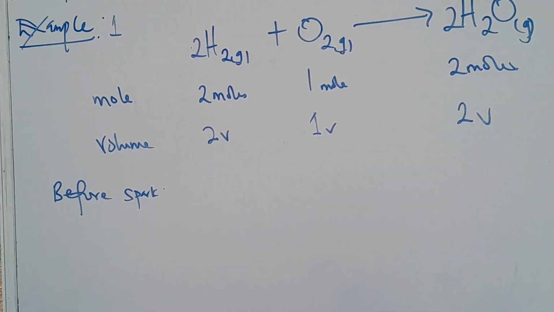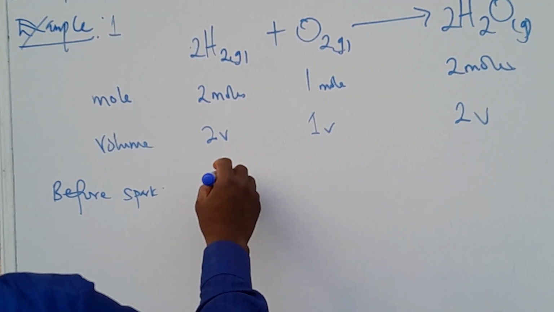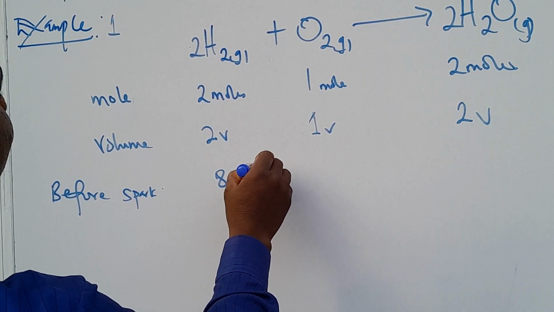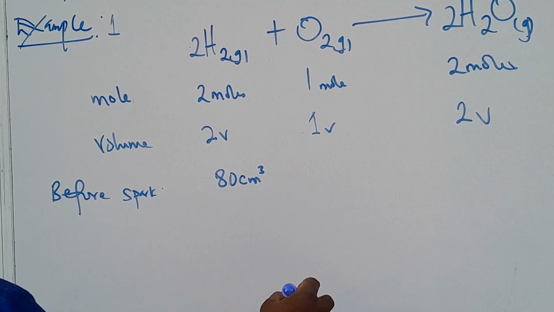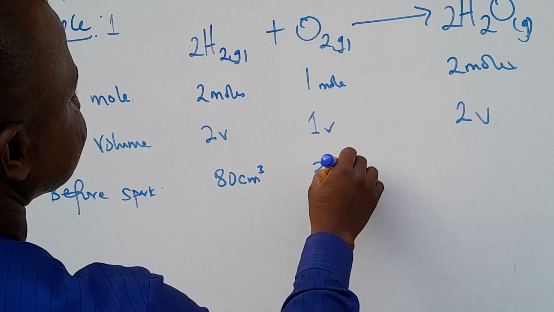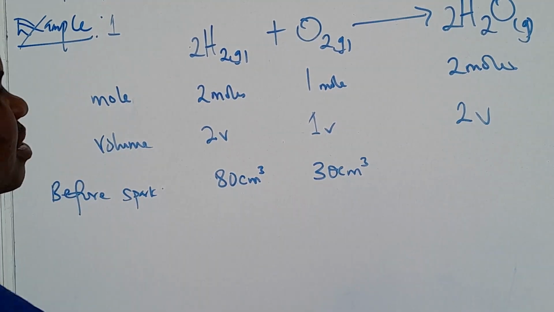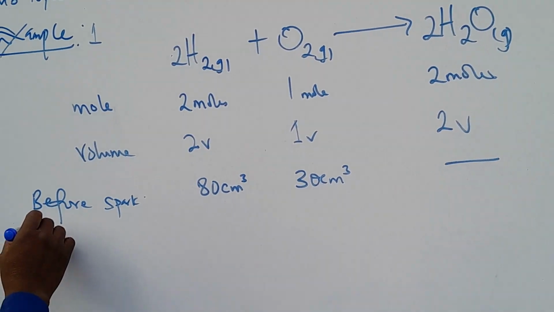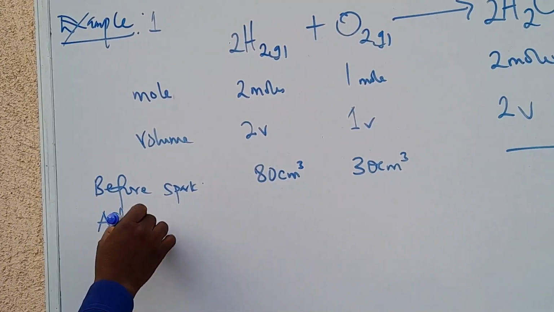This is before the spark. Before the spark, we are giving 80 of hydrogen and we are giving 30 of oxygen. We are not giving this one. Okay. Now, after the spark, let's check after the reaction.